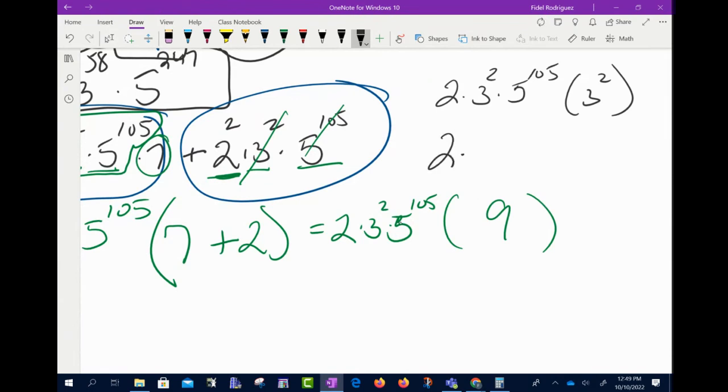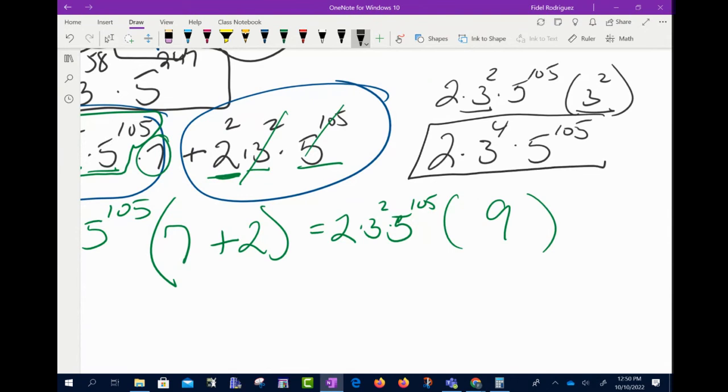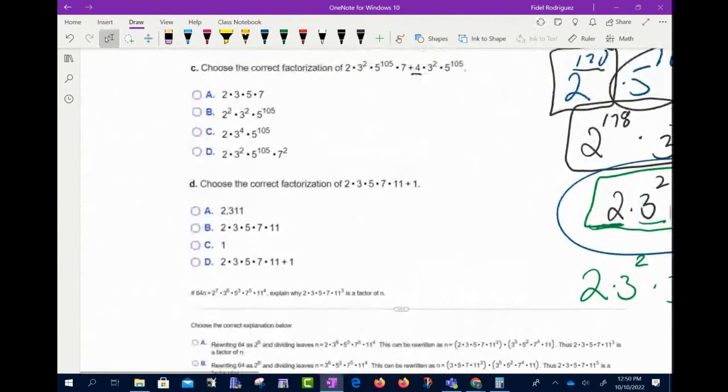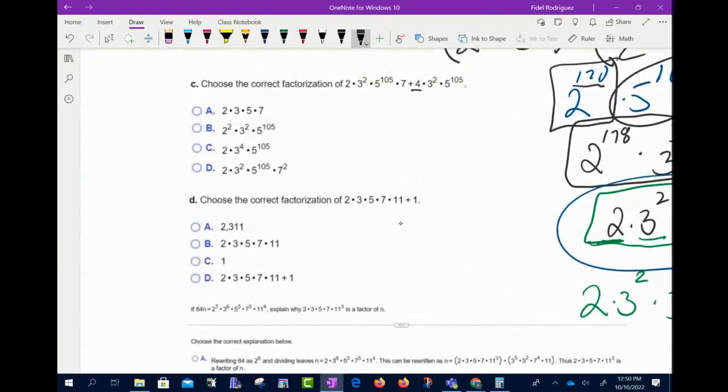Okay, so now I want to show you something here, guys. We have 1, 2. Look, if I have 2 3s there and I have another 2 3s there, we have a total of 4 of them. So this right here should be my answer. 2 times 3 to the 4th times 5 to the 105. And I'm going to scroll back this way. Here we go. 2 times 3 to the 4th times 5 to the 105. And there's my choice right there.